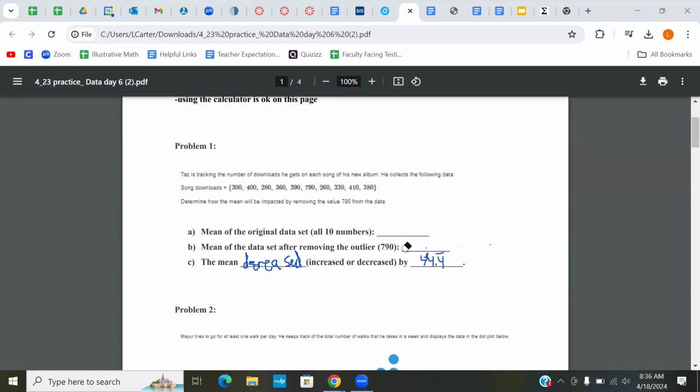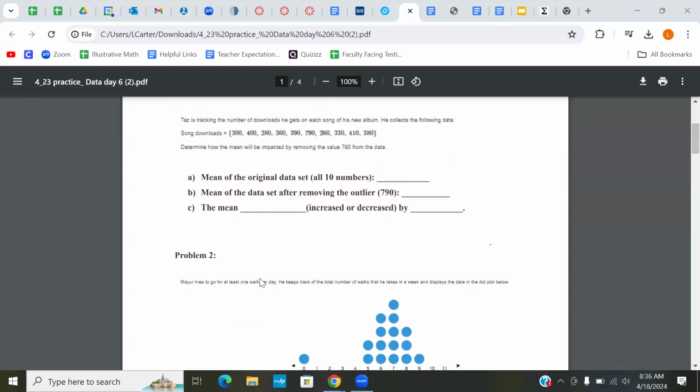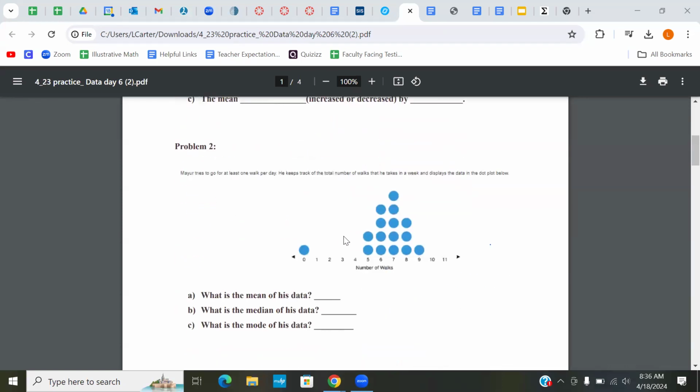All right, number 2. Mayor tries to go for at least 1 walk per day, keeps track of the total number of walks he takes in the week, and displays the data in the dot plot below. So each dot represents a week. Okay, so this week he did 0, that week he did 5. So that's how many weeks that he walked. Okay, so that's a total of 16 weeks. Where did I get 16? It's how many dots there are.